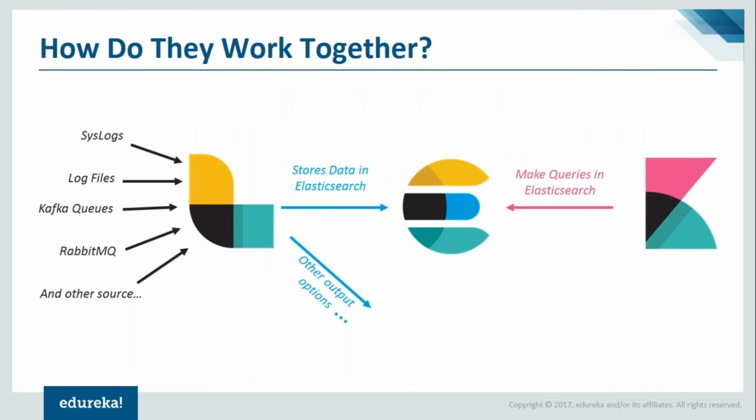Now, how do they work together? Like I said, Logstash will do the log collection or the data collection. It can get data in from system logs, from log files, from Kafka queues, which is again a distributed messaging platform. You can get data in from RabbitMQ and various other sources. And what Logstash would do is it would create a pipeline and send data through that pipeline to Elasticsearch, and Elasticsearch would store that data in different indices.